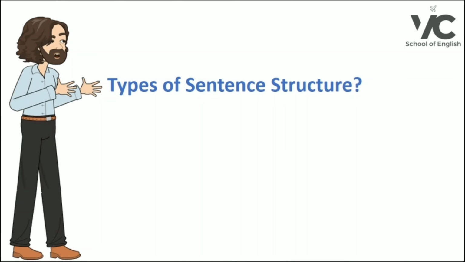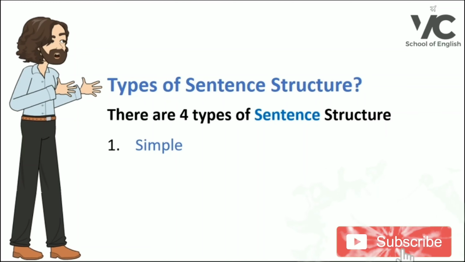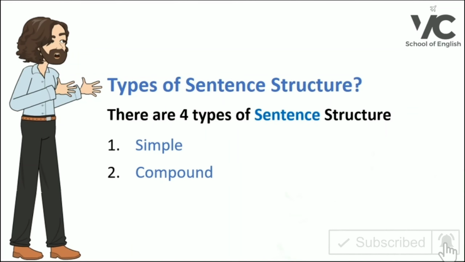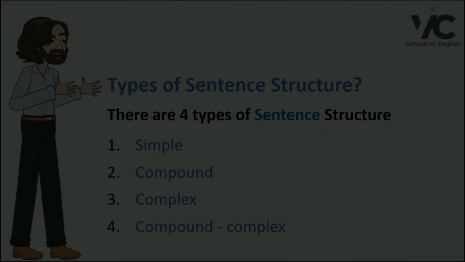Now we will learn about sentence structure. There are four types of sentence structure. The first one is simple, the second one is compound, the third one is complex, and the fourth one is compound complex. Let's discuss these in detail.